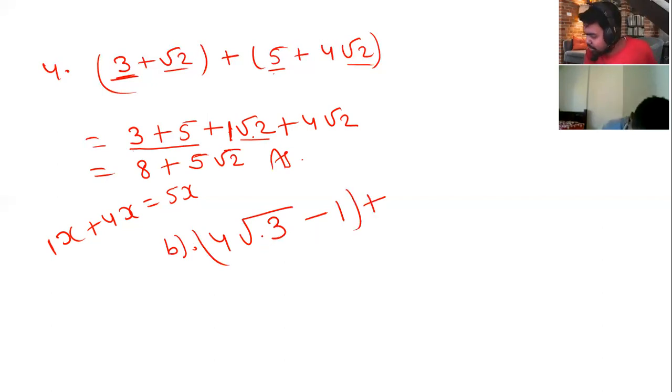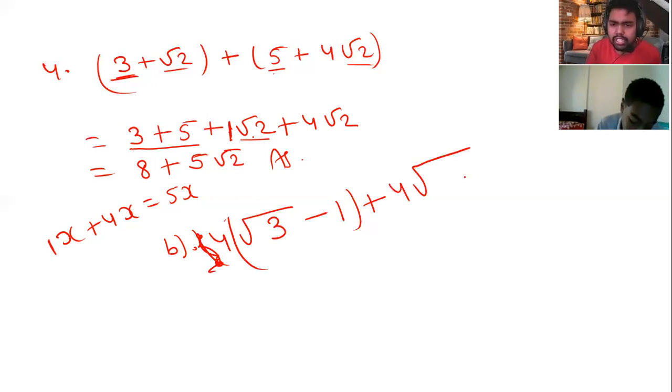Wait, I think I'm writing the wrong question. Here, the bracket is from here, right? And here we have 4 times root 3 plus 1. We have 4 and we have root 3 plus 1. So this is my question.